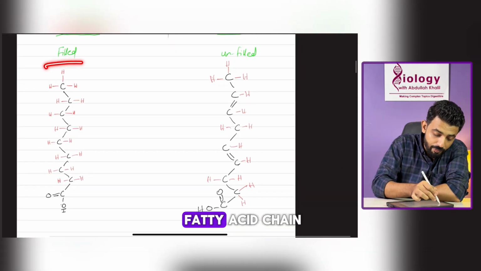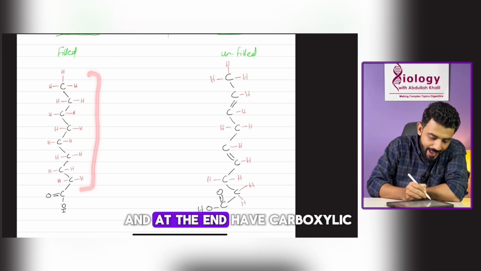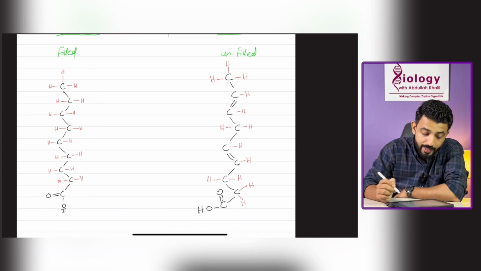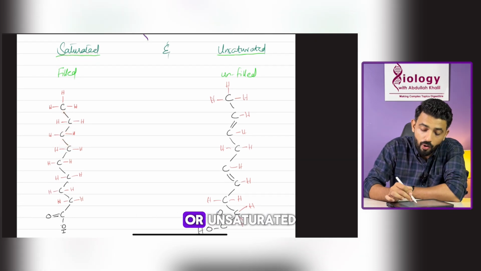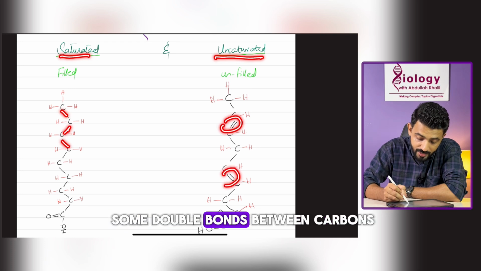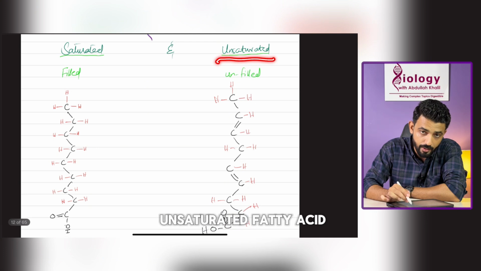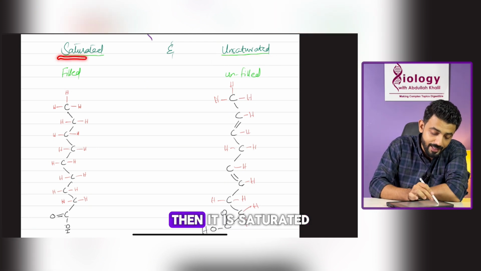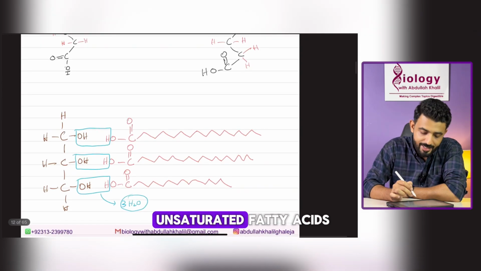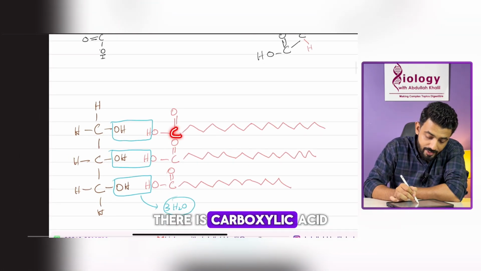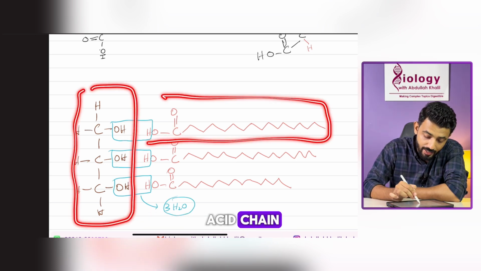This is a simple fatty acid chain. A fatty acid chain is a chain of hydrocarbon, and at the end we have a carboxylic acid group. Now this could be saturated, that means all single bonds between carbons, or unsaturated, that means there are some double bonds between carbons. So if there are double bonds, it would be called an unsaturated fatty acid. If there are no double bonds, then it is saturated. For saturated or unsaturated fatty acids, there is a carboxylic acid group at the end. This is a glycerol molecule. This is a fatty acid chain.